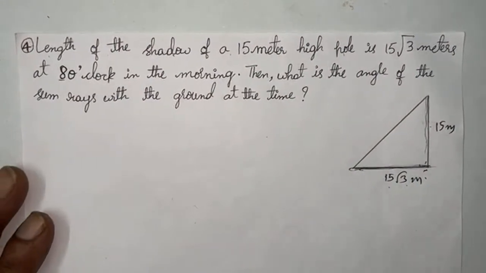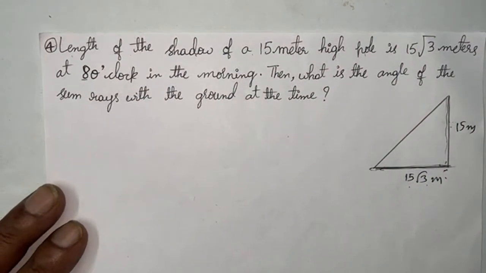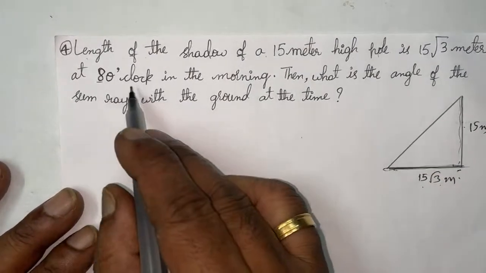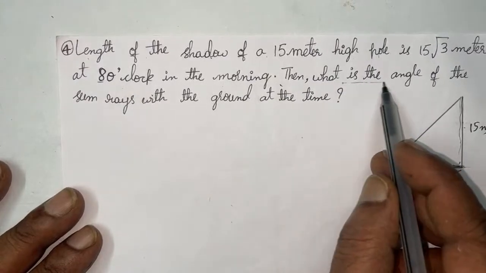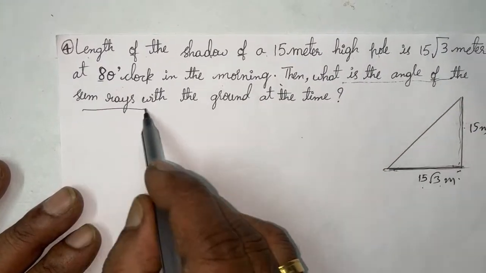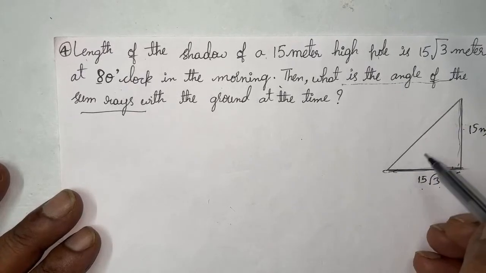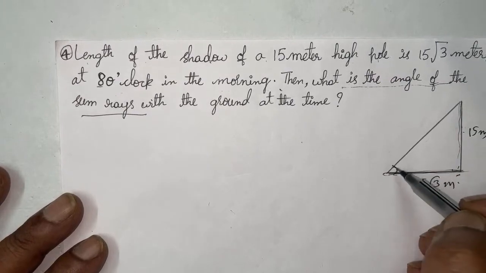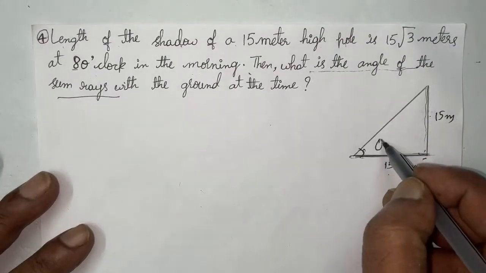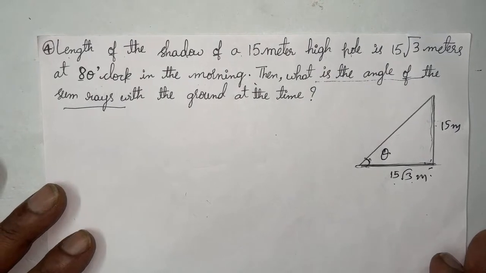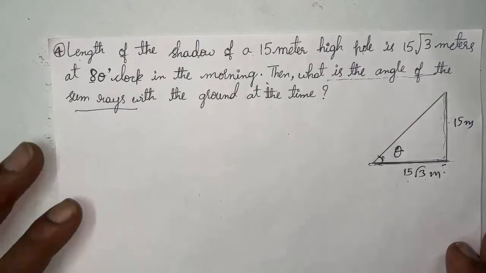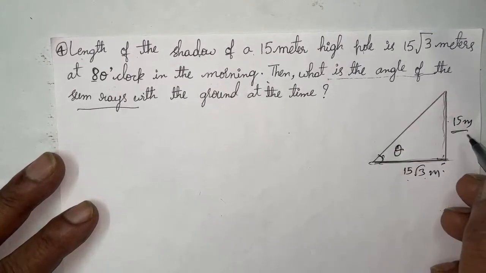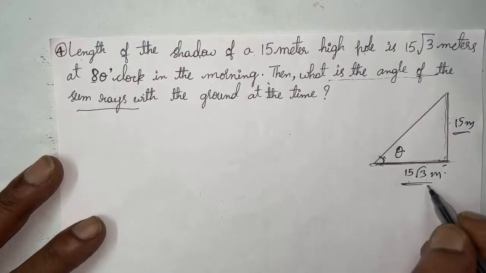Now we'll come back to the solution here. What is the question asking? At 8 o'clock in the morning, what angle do the sun rays, these are the sun rays, make with the ground? That angle is theta, which we have to find out here. This is the diagram we have to take here, a triangle, with 15 meters height of the pole, and this is the shadow of the pole.